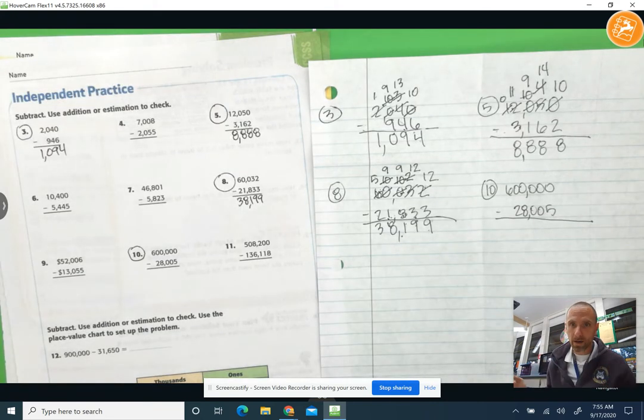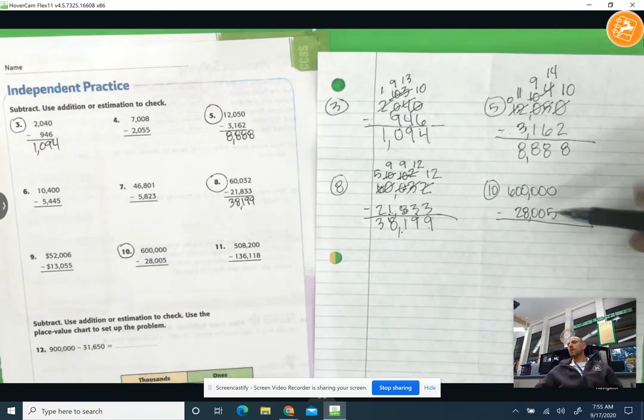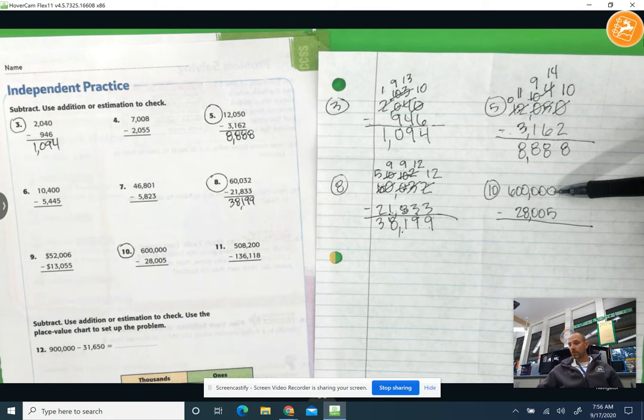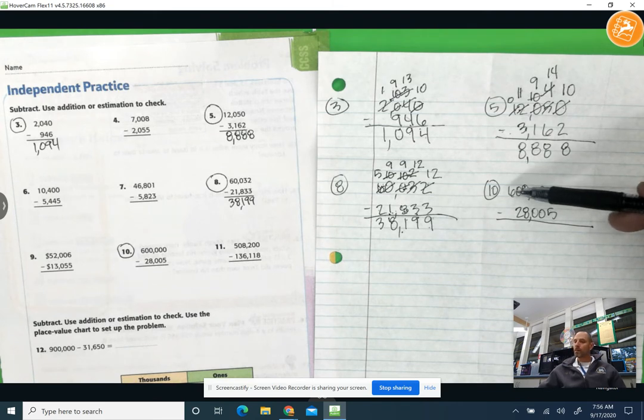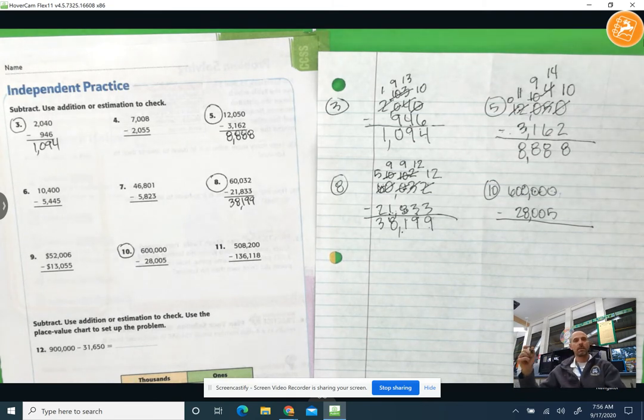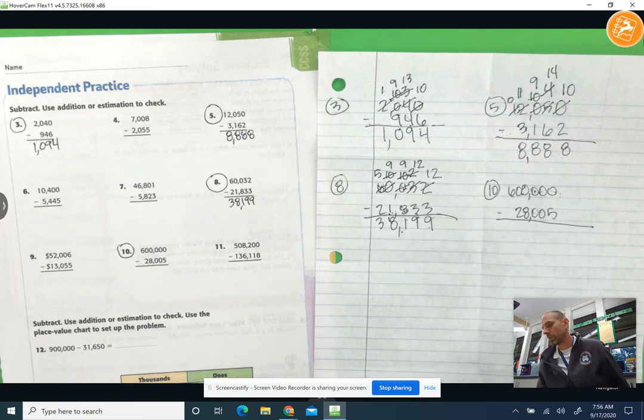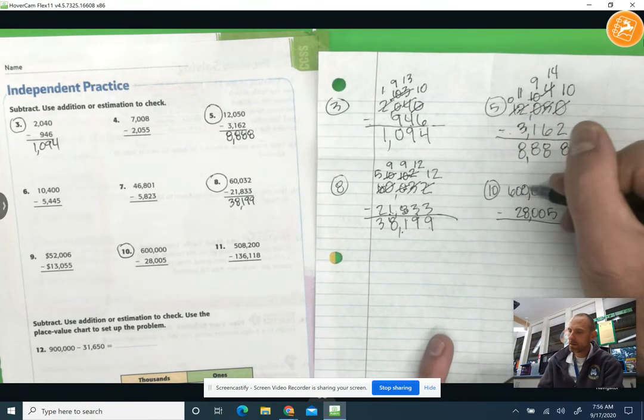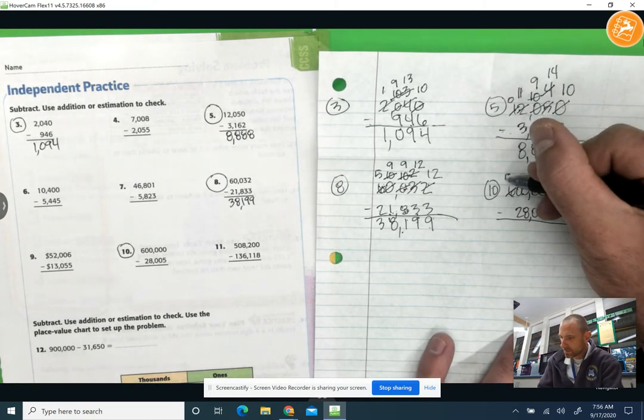So what is it that we do? Well, I can't borrow from the 0 to do anything to the 0. I can't borrow from that 0. Can't borrow from that 0. Certainly can't borrow from that 0. But I can borrow from this 6. Watch how this takes shape. I'm going to cross off my 6. It becomes a 5.